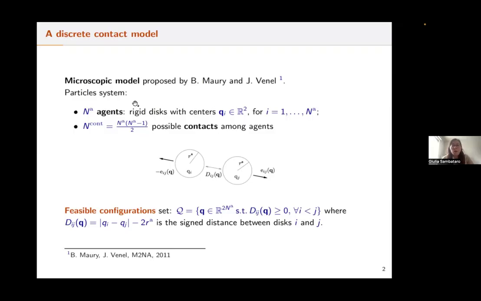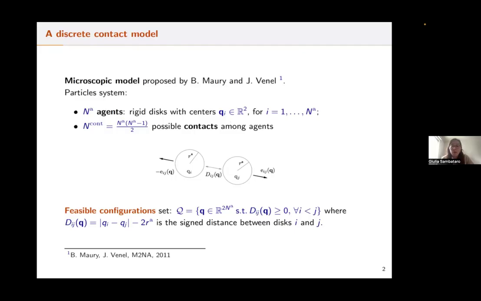We have a particle system of big N agents, which are identified as rigid disks with centers q_i in R^2, since I place myself in a two-dimensional setting. I wrote here N_c, the possible total number of contacts among agents. You should, of course, add also the possible contacts with obstacles. And this model is proposed for very congested situations.